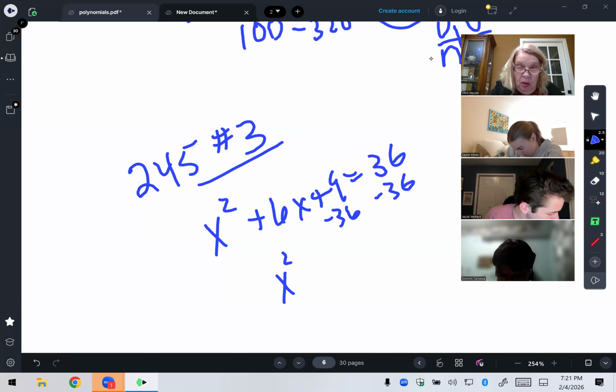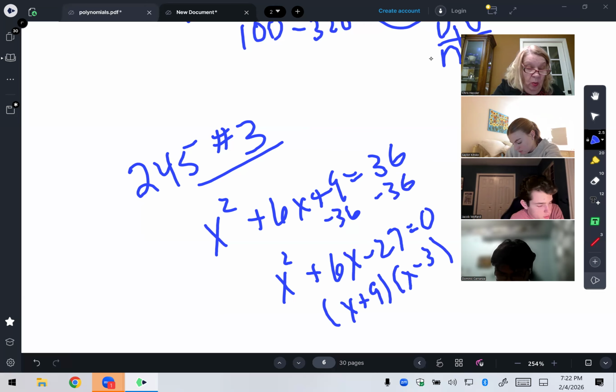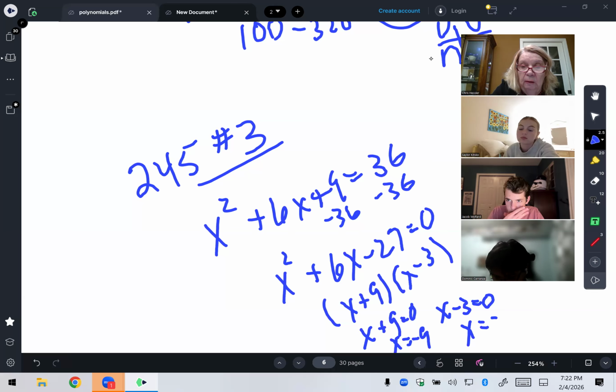x squared plus 6x minus 27. So that'll factor: x plus 9, x minus 3. We want the positive solution. So x plus 9 is 0, x could be negative 9. That's not going to work. But x minus 3 could equal 0, so x would be 3.